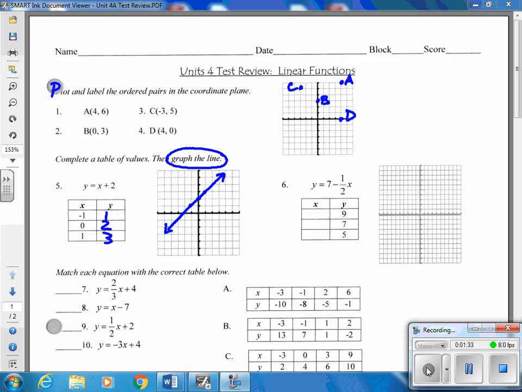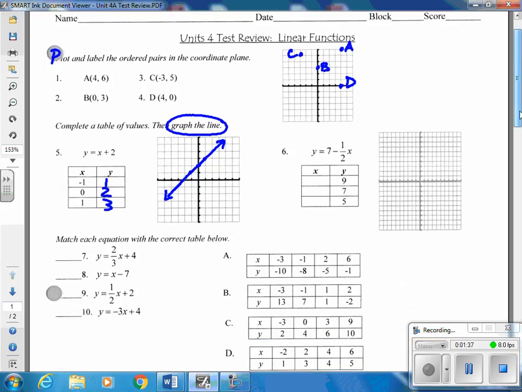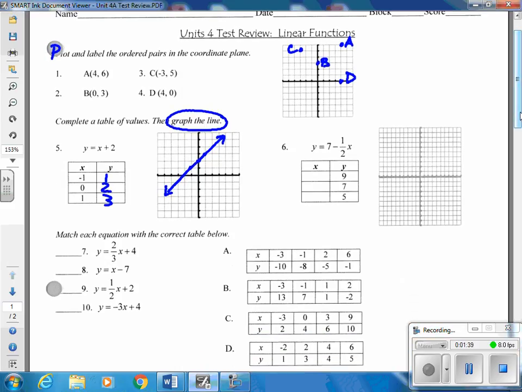Now, number 6 is a little different because they didn't give you the X values, they gave you the Y values. So anytime this happens, you have to put the Y values in and solve a two-step equation. Right? So it does take a little bit longer to do this, but it's still just as easy. It just takes 2 steps. So put in the 9 first. We have 9 equals 7 minus 1/2 X. Right? Now, to solve a two-step equation that looks like this, we would subtract 7.